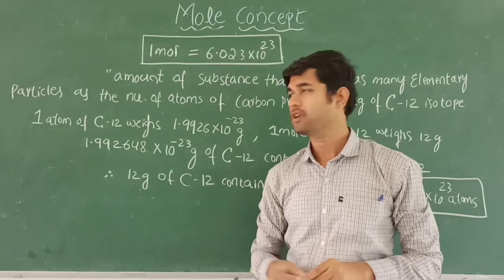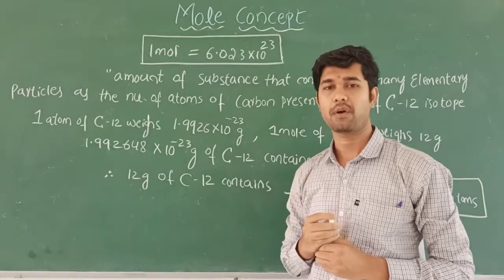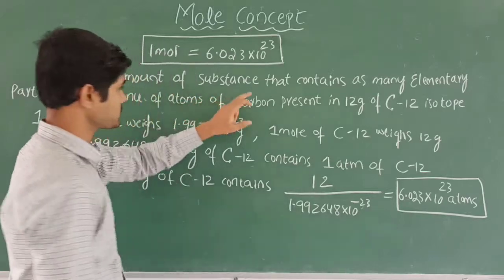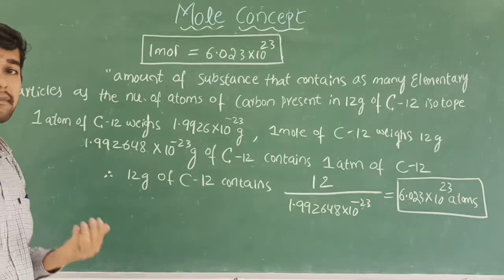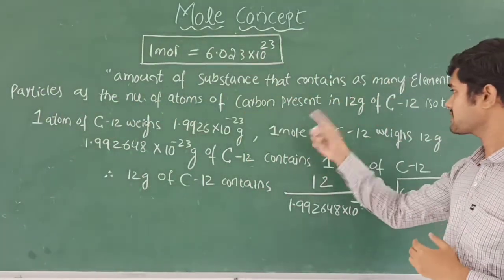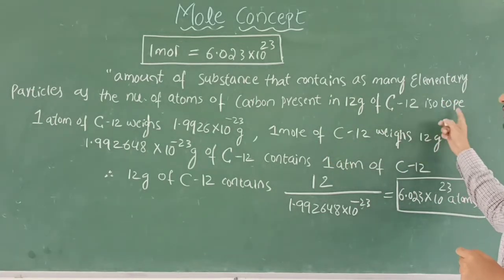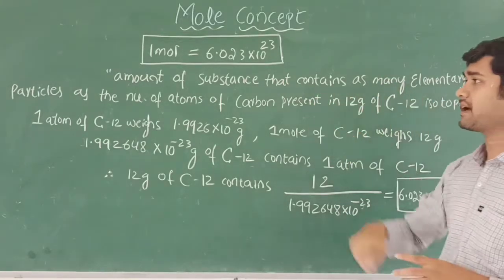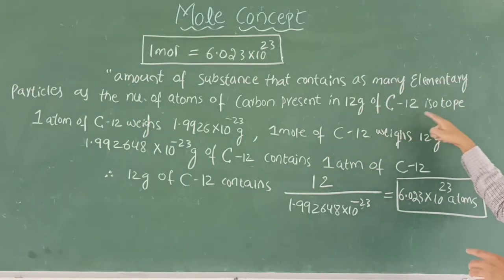So 1 mole is 6.023 into 10 to the 23. Let's see the definition. What is the definition of the mole? Mole is defined as the amount of a substance that contains as many elementary particles as the number of atoms present in 12 gram of carbon 12 isotope. So once again, the amount of substance that contains as many elementary particles as the number of atoms of carbon present in 12 gram of carbon 12 isotope.